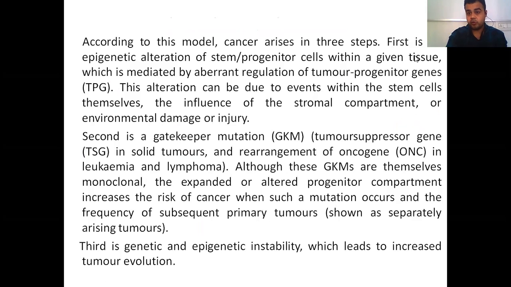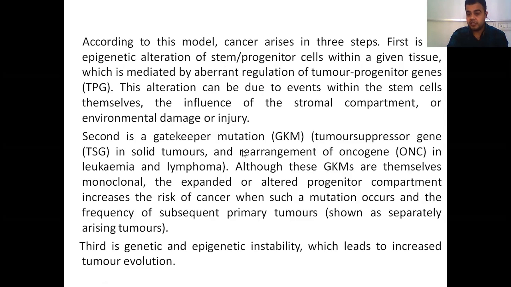So it's important for your question. As you can see over here, according to this model, the cancer will arise in 3 steps. First is the epigenetic alteration of the stem cells, as I have already explained, by the aberrant regulation of tumor progenitor genes. They have certain genes, which you can also call proto-oncogenes, and the alteration will lead to cancers, through damage or under any other external environmental factors. Okay, it can get mutated and lead to cancer.